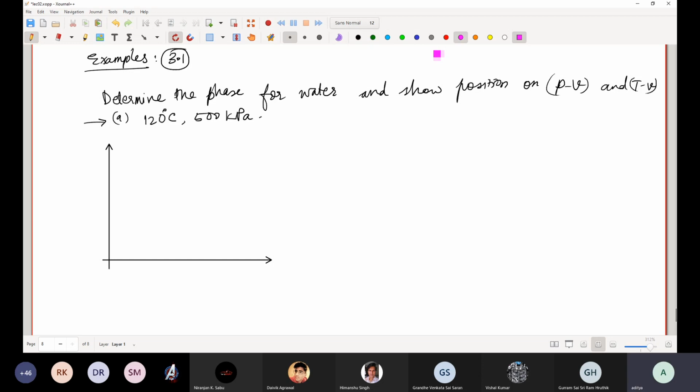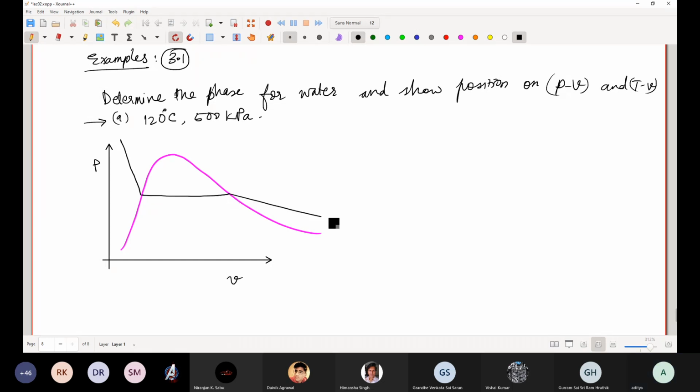So let me draw it in pink. So this is the PV curve. This is P, this is V, and this is the curve. And how does the isotherm look? An isotherm will look something like this. So this is how an isotherm will look. This is some temperature, so T equal to constant basically.